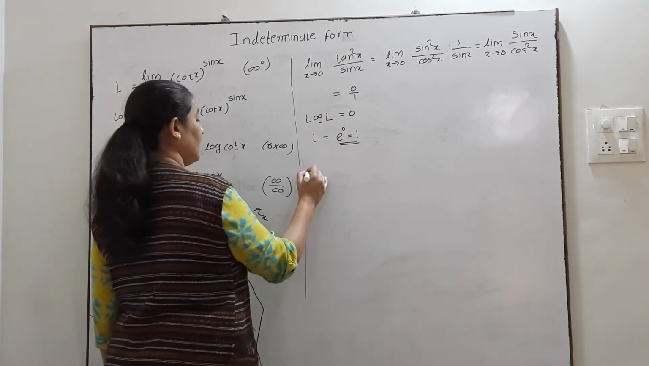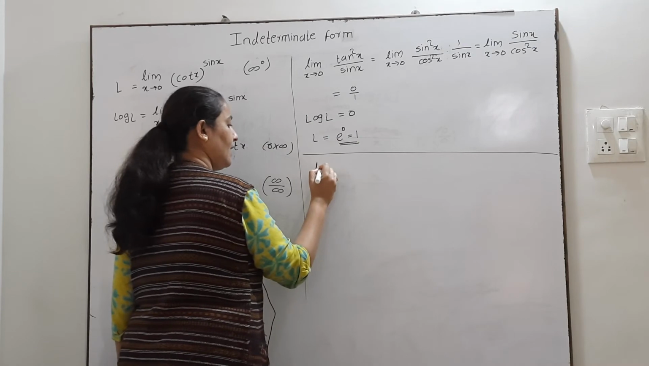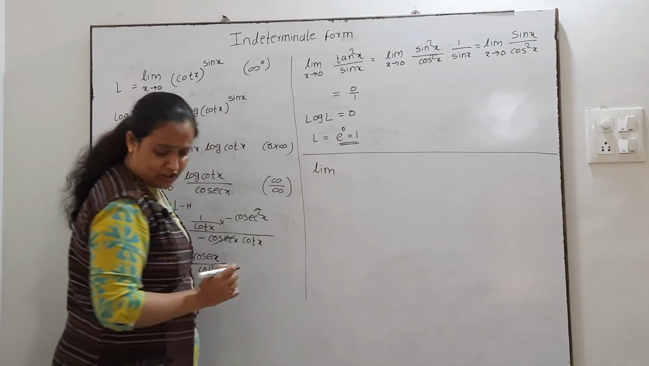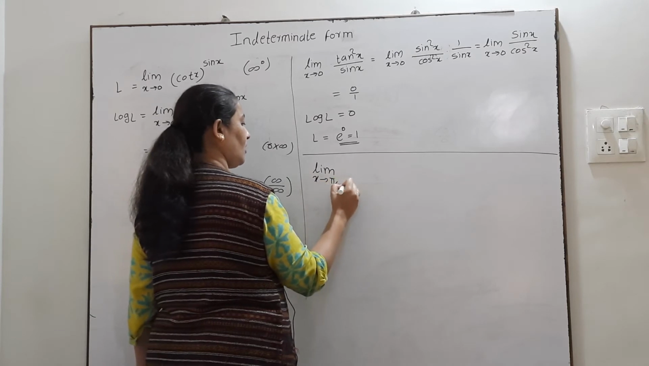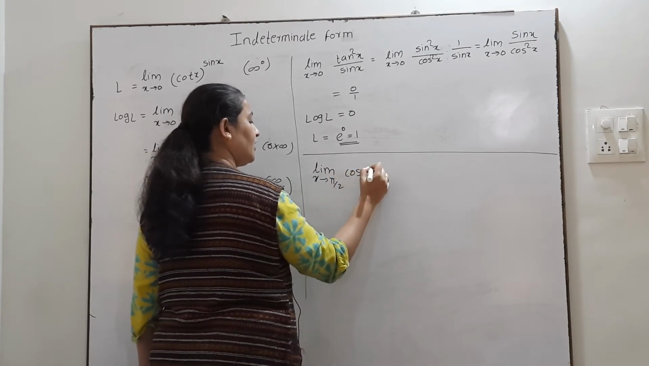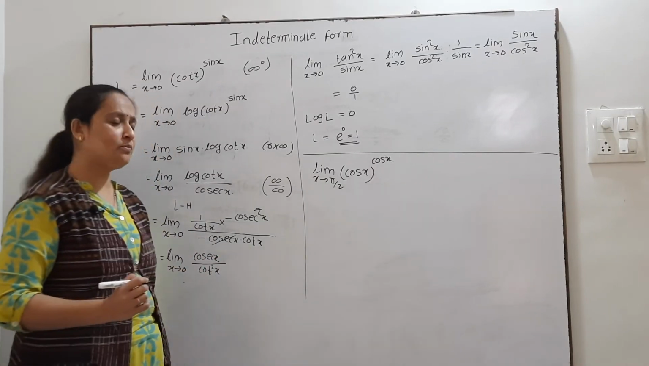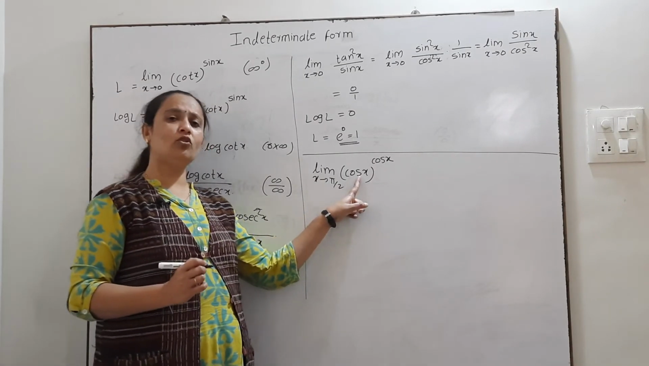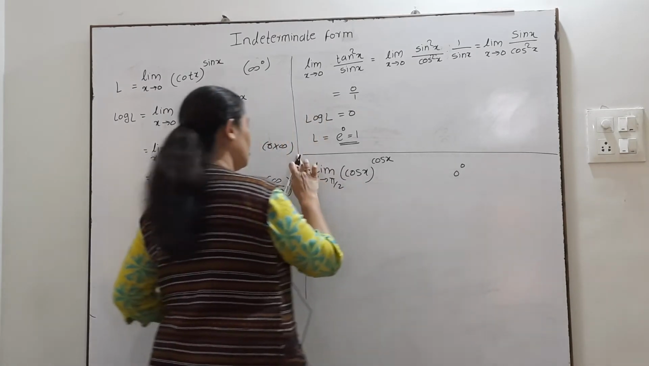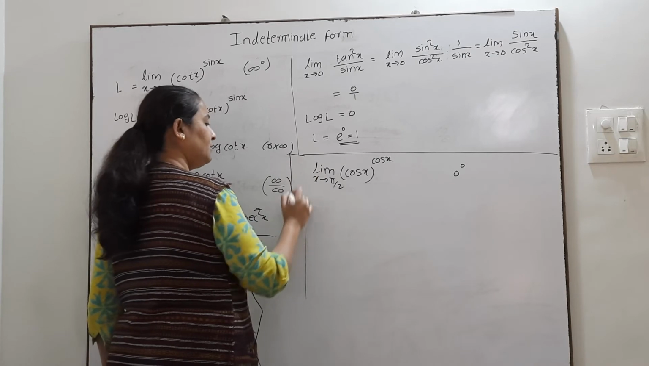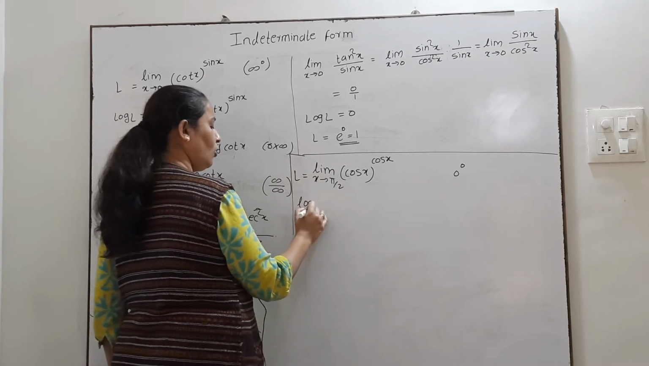Now if I take limit as x tends to pi by 2 of cos x raised to cos x, first apply limit as x tends to pi by 2. What is the value of cos pi by 2? Cos pi by 2 is 0. So this is in the form of 0 raised to 0. We'll assume its limit as L. So we'll take log on both sides.